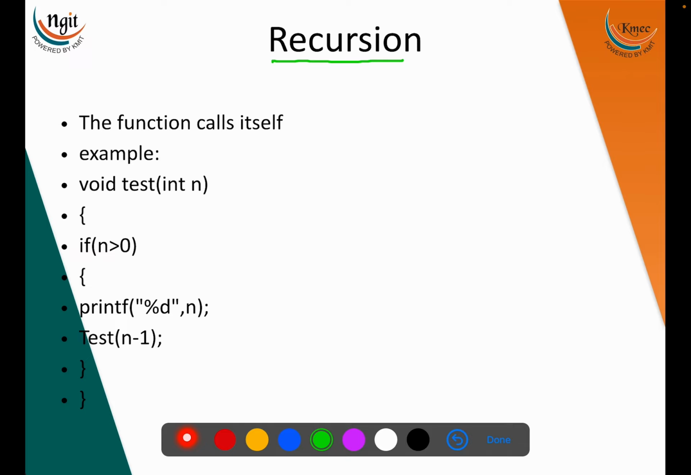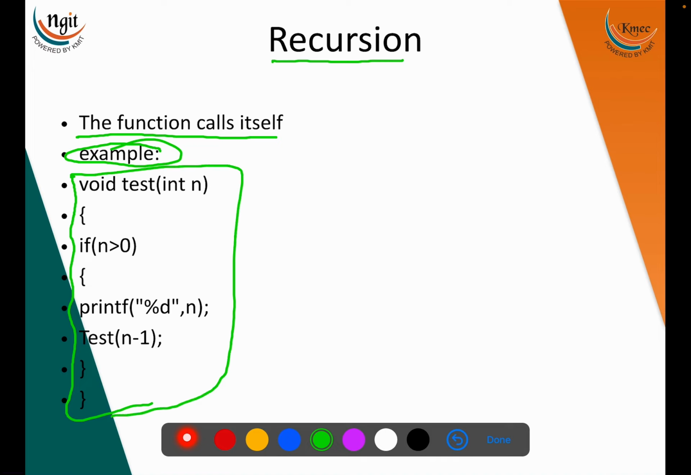The very common definition we know is that recursion is a function that calls itself. Now, we'll see an example. This example is a test code. In this test code, I took an argument n. If n is greater than 0, printf "%d", n, then test(n minus 1). That means test is a function which is calling itself. Let us trace this algorithm. Let us assume n equal to 7.